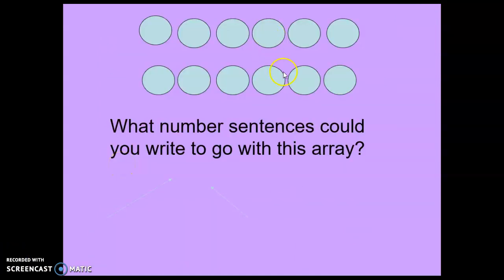Moving on to this array here, we've got 12 counters altogether. We've got 2 groups of 6, so 12 divided into groups of 6 equals 2. Remember, the total for division goes at the front.